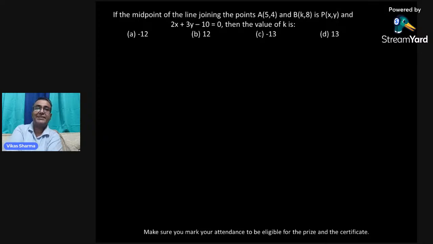So the question says that if the midpoint of the line joining the points A, which is 5, 4, and B, which is k, 8, is P, which has got coordinates of x, y, and 2x plus 3y minus 10 is equal to 0, then what is the value of k? We need to find the value of k for that. Okay, come on, waiting for your answer.